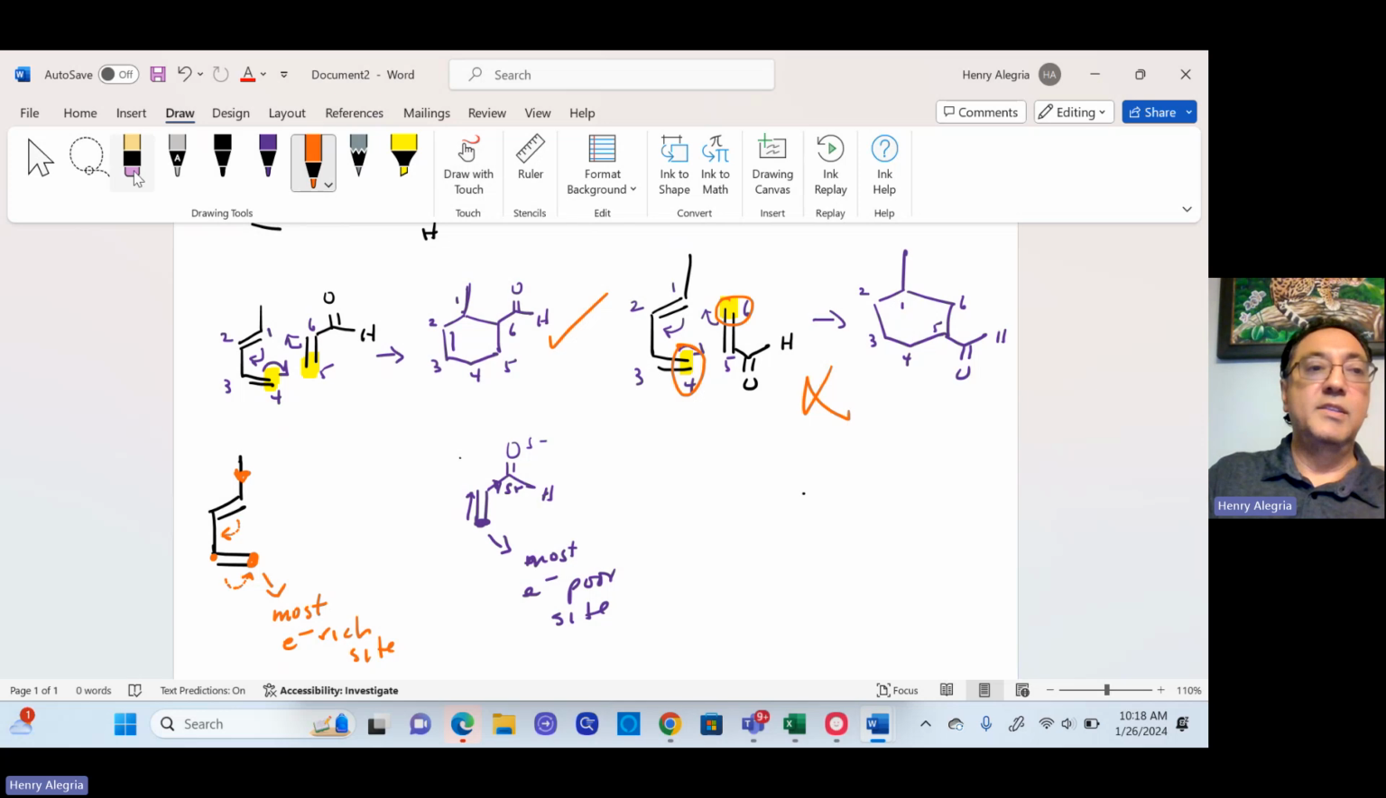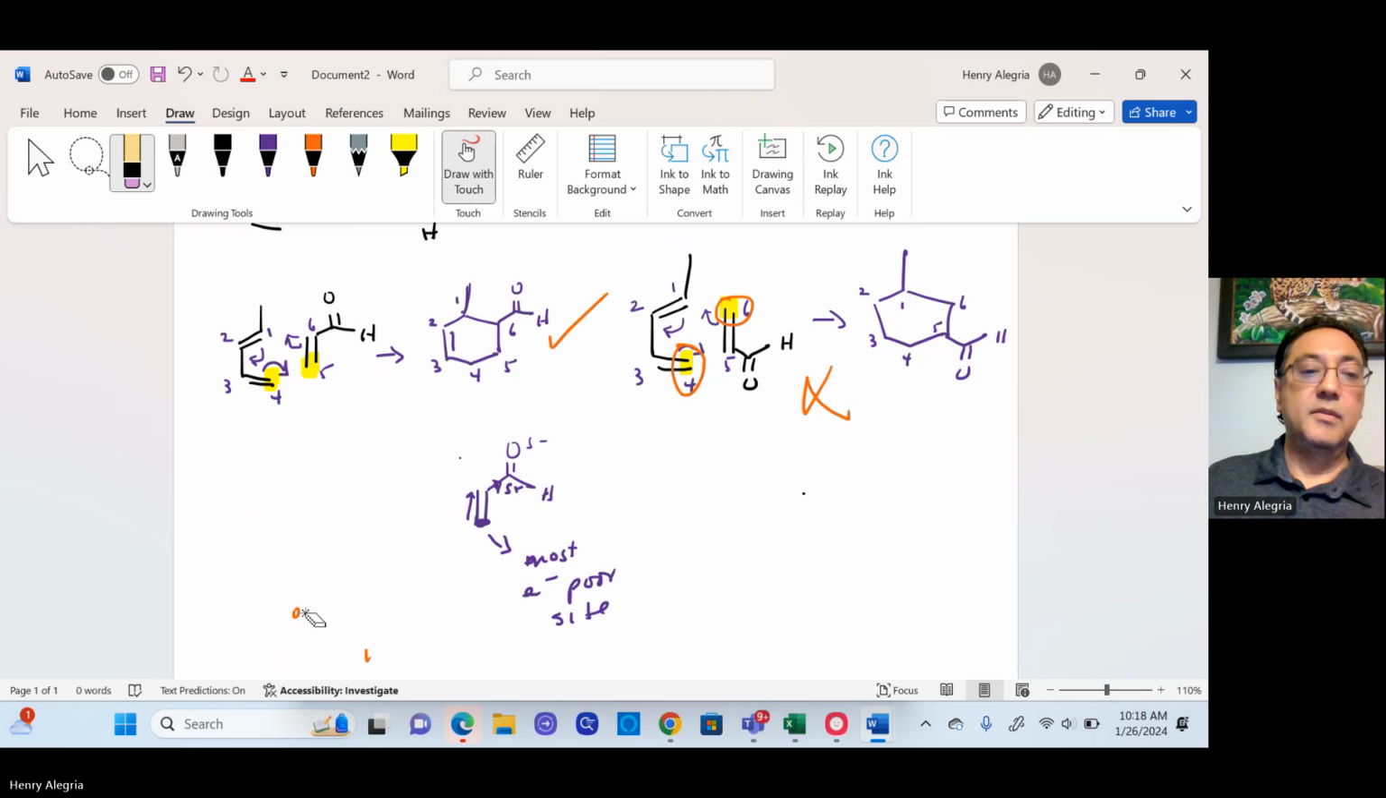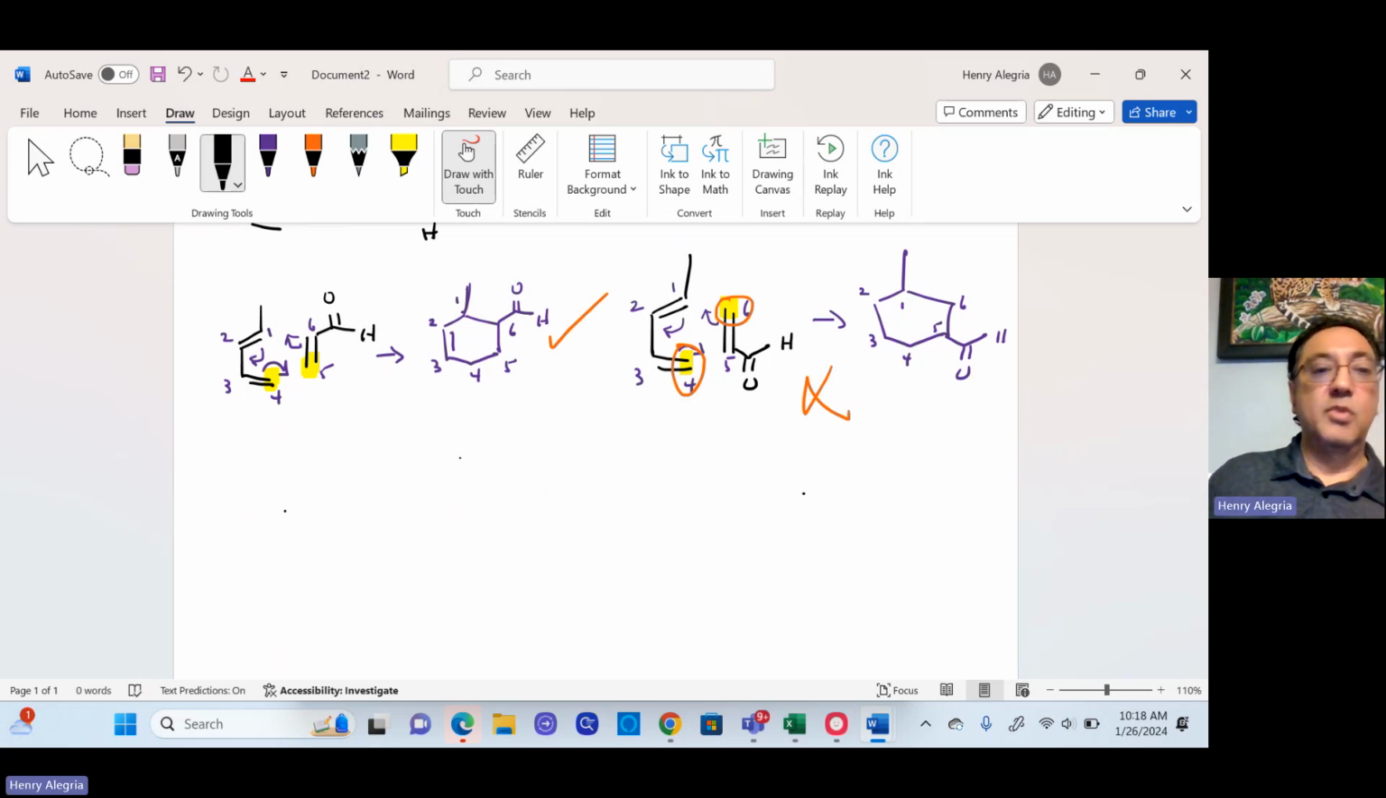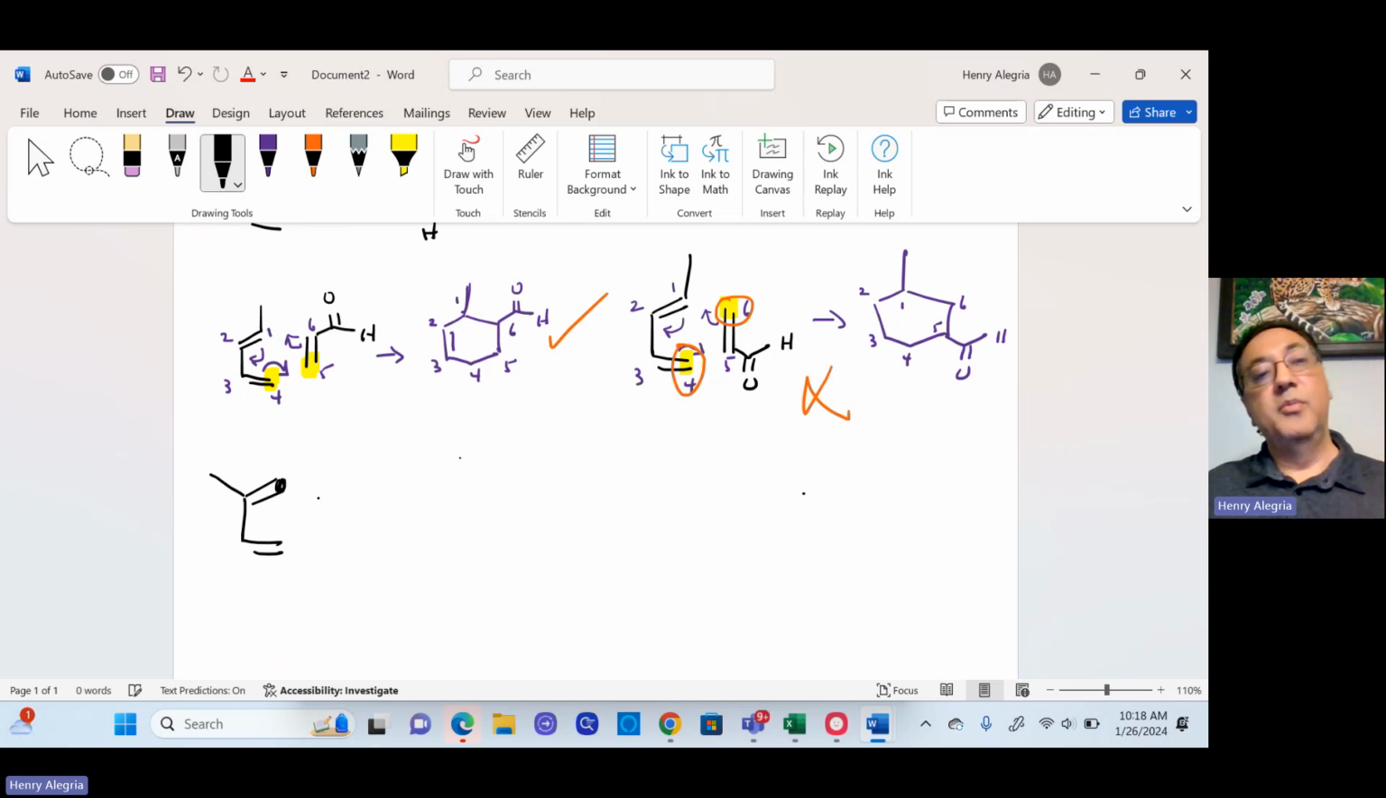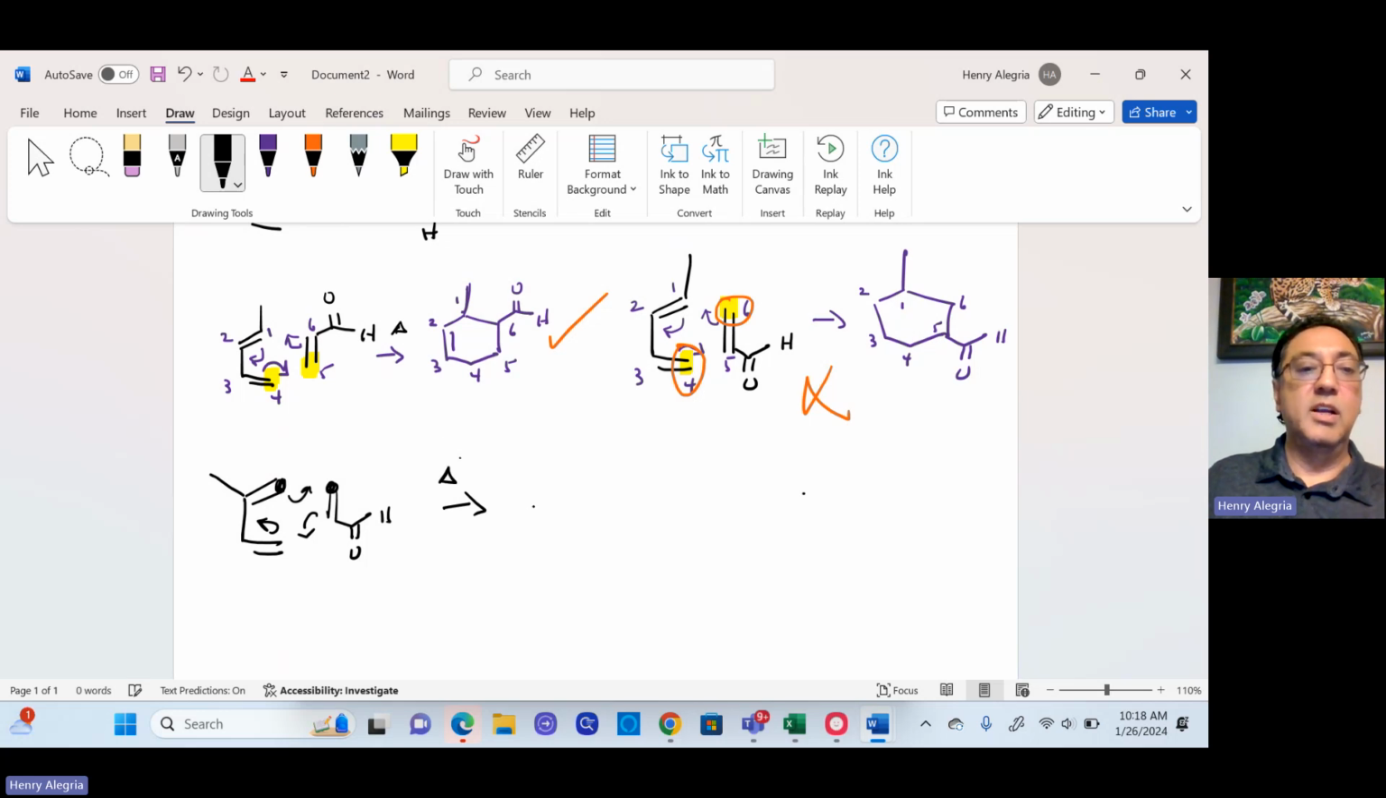So on the other hand, notice if I had a different situation, what if I actually were starting with this? Well, we've already decided that this is the most electron-rich site. So if I'm reacting with the same dienophile, I would want to set it up this way because this is the most electron-poor site. Now the most electron-rich reacts with the most electron-poor, and the rest of the reaction continues. I'm warming this to happen.